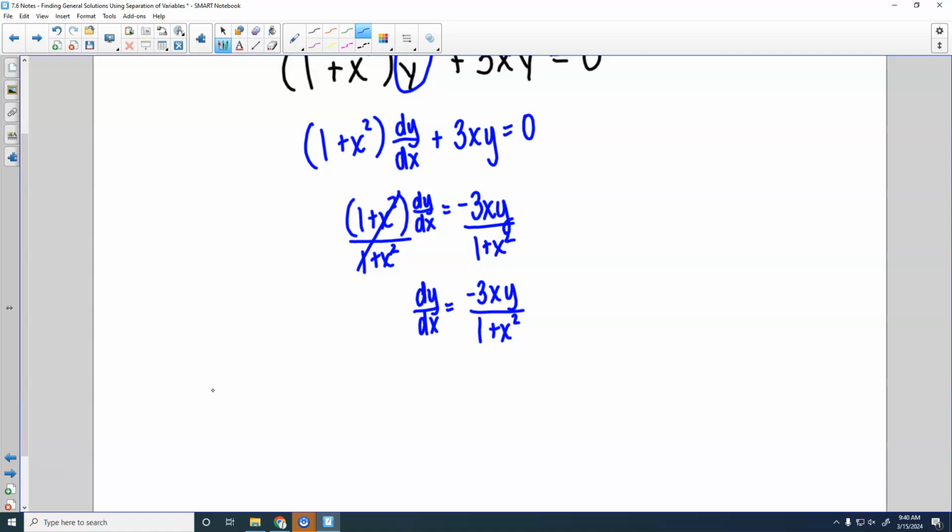Multiply by what? Yes, we want to do that. As a personal preference, there's something I would do first before that, or you could do it at the same time. I would get that dx over here, and the y needs to come over here. So I'd multiply by 1 over y, and 1 over y right here. So I've got 1 over y dy equals negative 3x, because that y cancels with that y, over 1 plus x squared dx.